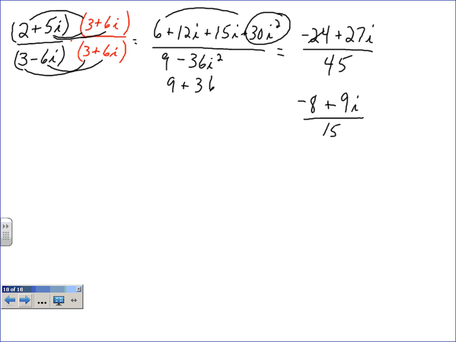Okay. I'm going to put this in the form a plus bi. So we can split this up. Negative 8/15 plus 9/15 i. And tell me about the 9/15. 3/5. So be careful on your reducing. Okay? Are we okay with those?